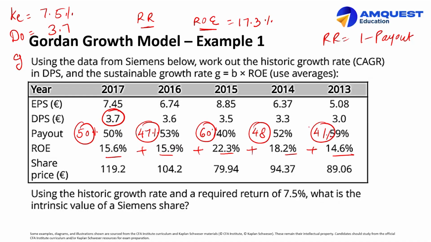So we have 5 year data. We'll do the same thing. We'll take an average. We'll take a total and divide it by 5. We are getting the retention rate as 49% approximately. So retention rate is 49.